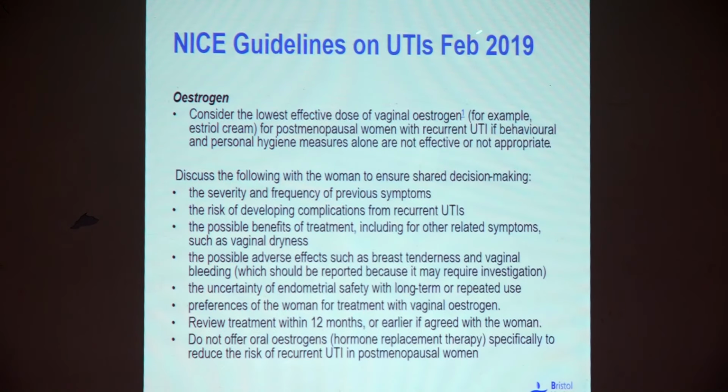So the February this year guidelines on urinary infections say consider using the lowest effective dose of vaginal estrogens for postmenopausal women with recurrent urinary tract infection if simple measures have not worked. So this is a high-level, nice recommendation, and I spend a lot of time putting older women onto vaginal estrogens because most of the patients that I see have either vaginitis, urinary tract infections, or overactive bladder symptoms. So they all are counseled about vaginal estrogens.